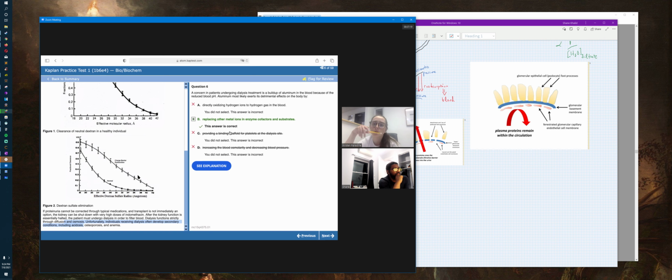Is there any patient that... I don't know. I guess I really couldn't tell you actually. After the kidney function is halted, the patient must undergo dialysis to filter blood. I think I just didn't think it had anything to do with blood pressure, maybe. So what's important to see here is that it says dialysis functions strictly through diffusion and osmosis.